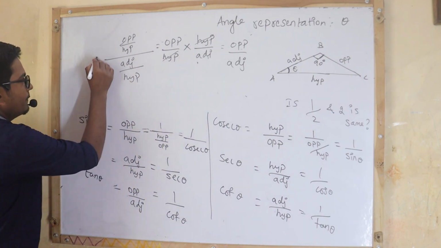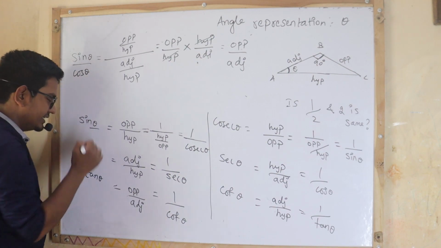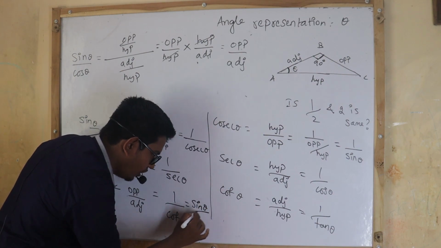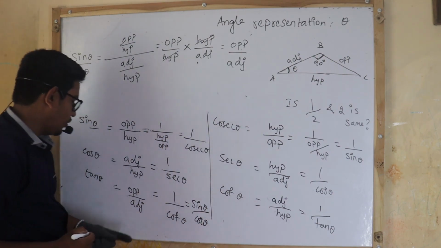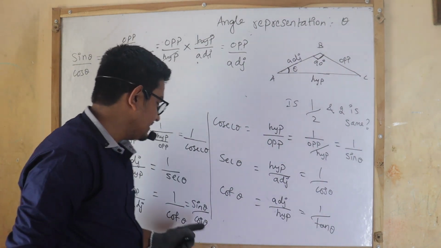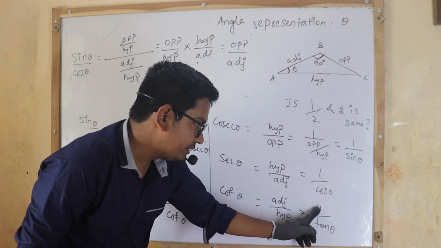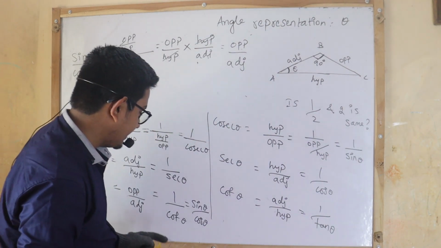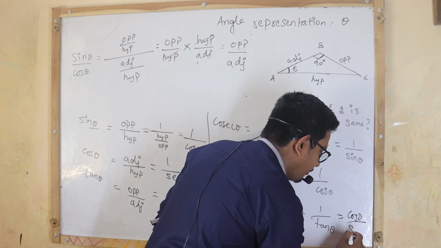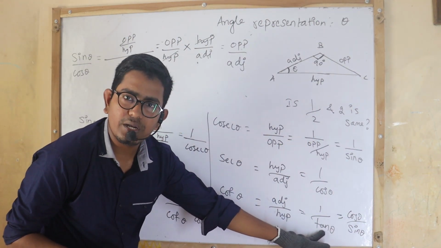Therefore, I can say that sine theta upon cos theta is also equal to tan theta. If sine theta upon cos theta is equal to tan theta and cot theta is nothing but equal to 1 by tan theta, therefore I can even write this as cot theta is equal to cos theta upon sine theta, right? I'm going to write here tan theta.